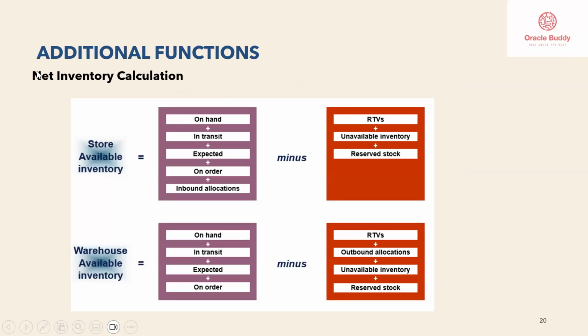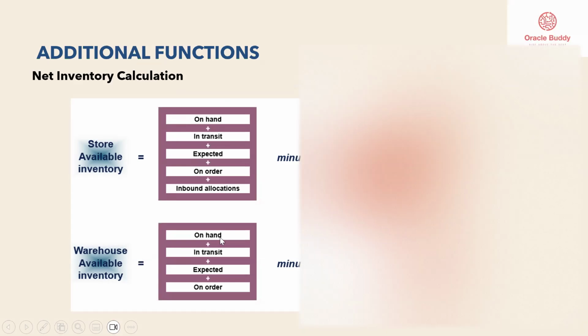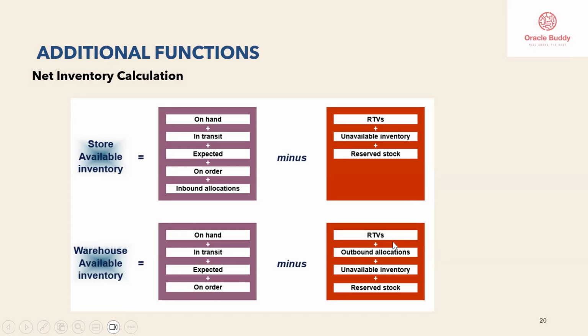Let's talk about additional functions, net inventory calculation. Store available inventory will be on hand plus in transit plus expected plus on order plus inbound allocation minus any return to vendor, unavailable quantity or reserved stock. Similarly, warehouse available inventory will be on hand plus in transit plus expected plus on order minus RTV, outbound allocation, unavailable inventory and reserved stock.